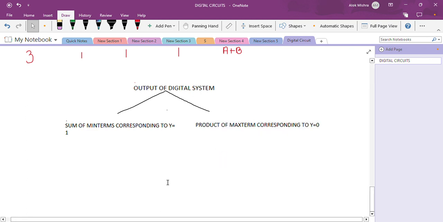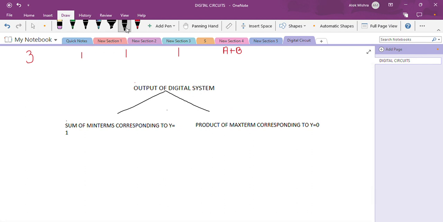In this case, 1 is normal and 0 is complemented, right? In this case, 1 is complemented and 0 is normal. Any doubt on this?